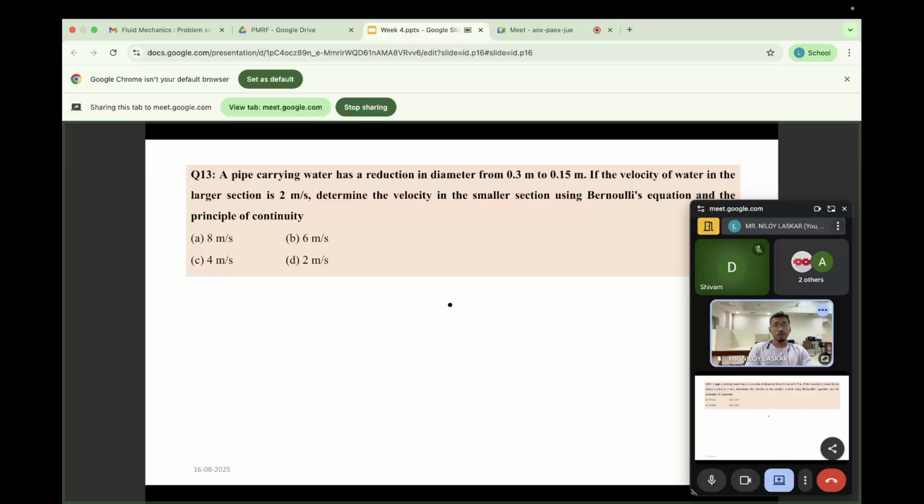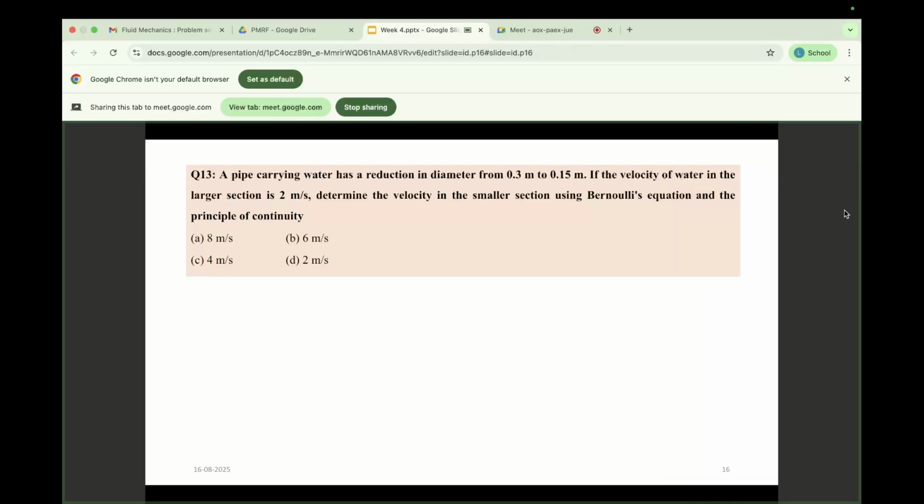So this is another numerical question, and it is quite interesting. What is asked in this question? A pipe carrying water has a reduction in diameter. Initially, the diameter was larger, and after that, it got reduced. It's like a nozzle. If the velocity of water in the larger section, at the inlet, is given as 2 meter per second, determine the velocity in the smaller section.